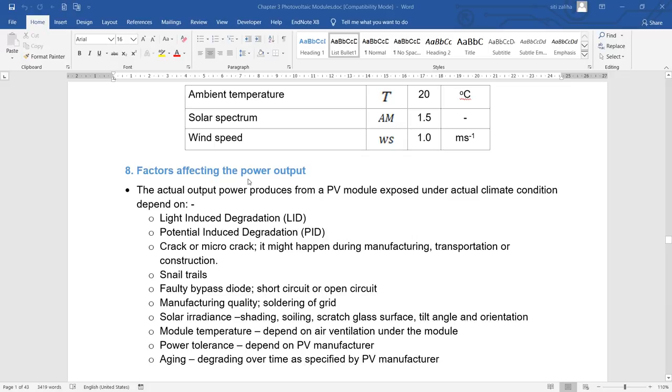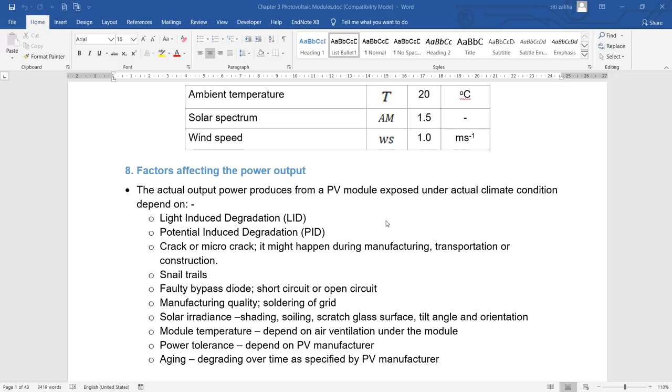Okay, number 8, factors affecting the power output. The actual output power produced from a PV module exposed to actual climate conditions depends on light-induced degradation. This is a type of loss that we call light-induced degradation, LID, which affects the output power. LID is a loss of performance arising in the very first hours of exposure to the sun, usually with crystalline PV modules. So this LID will represent a loss with respect to STC, standard test condition.